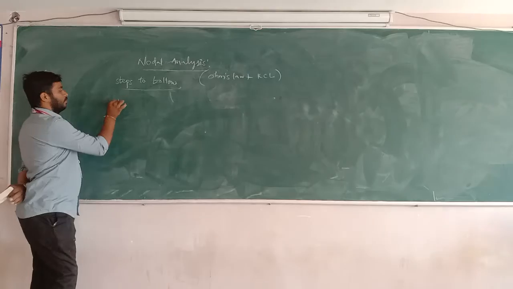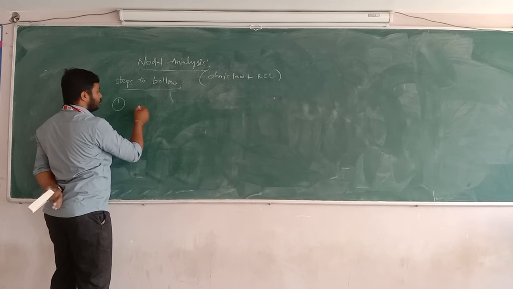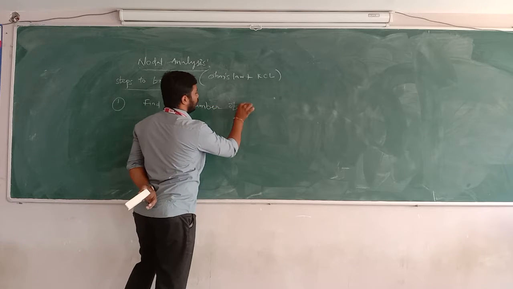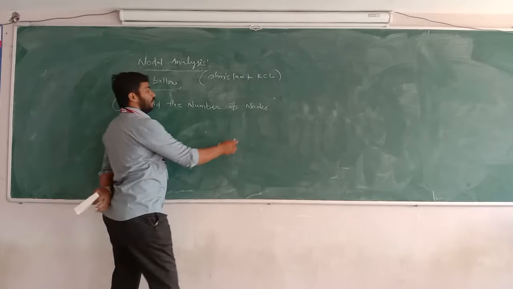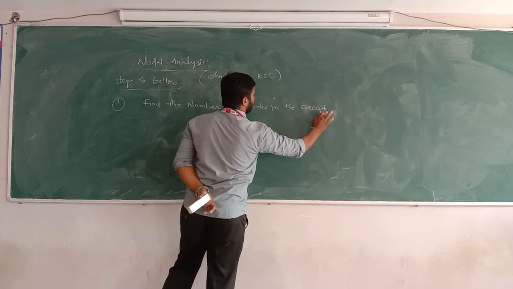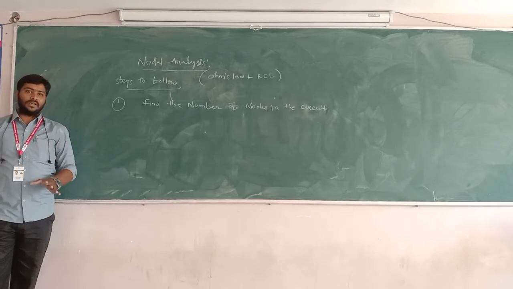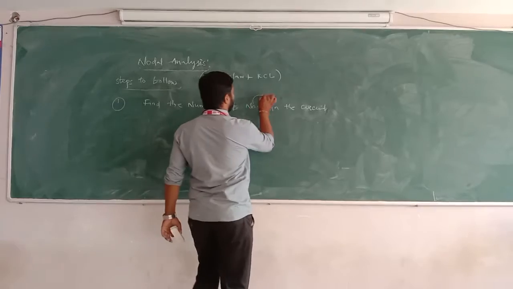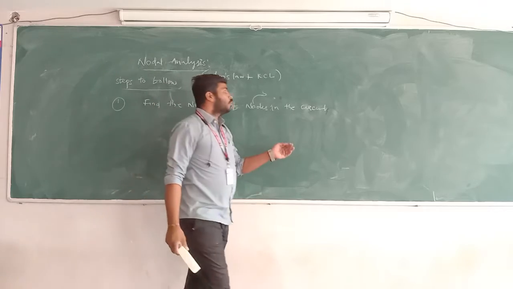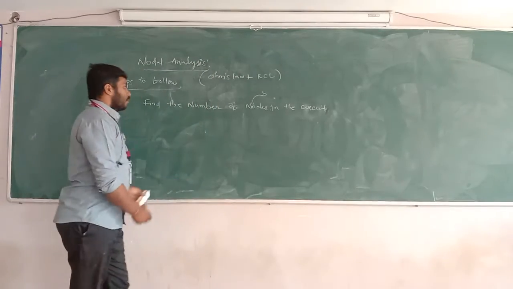How can we apply it? The first step is to find the number of nodes in the circuit. Whatever the circuit we have, we should find how many nodes the circuit consists of. First we have to find the number of nodes. What does a node mean? It is a meeting point or junction point where two or more elements meet together. That is a node.